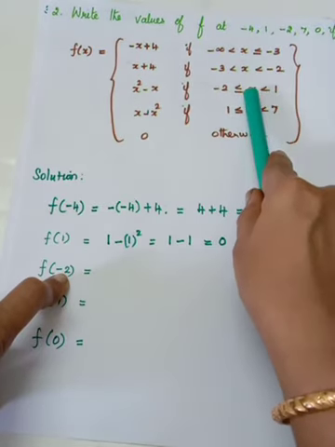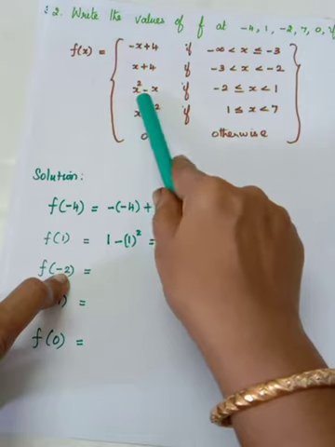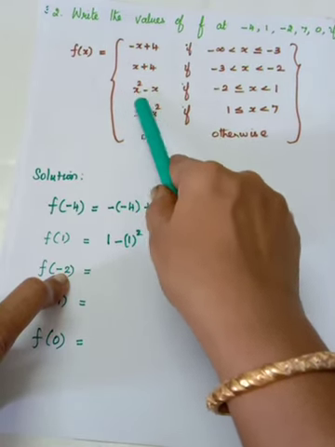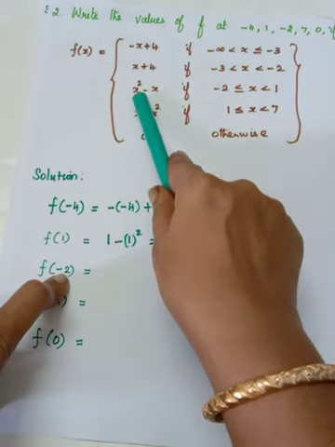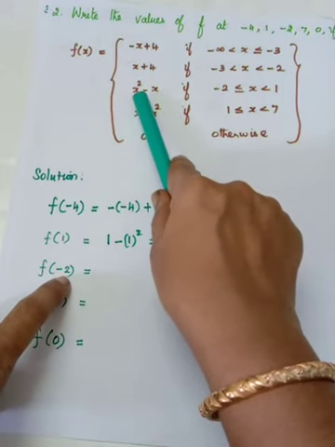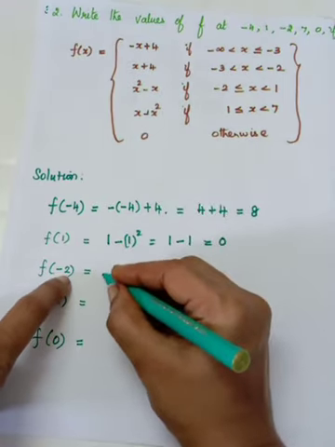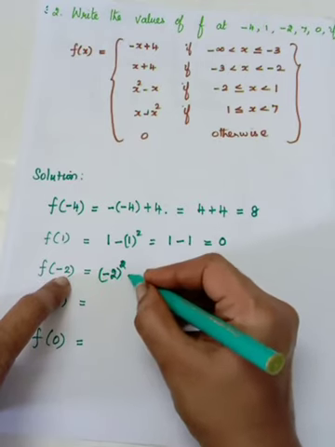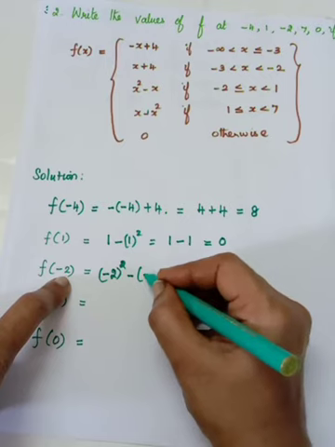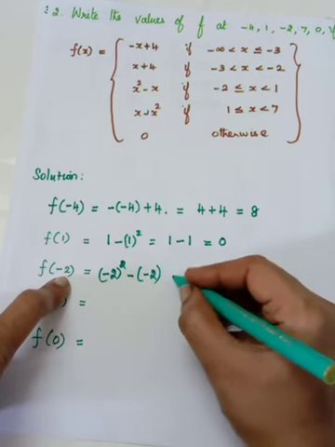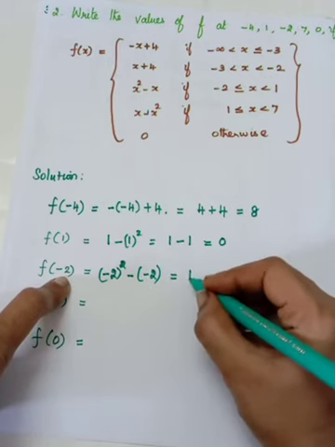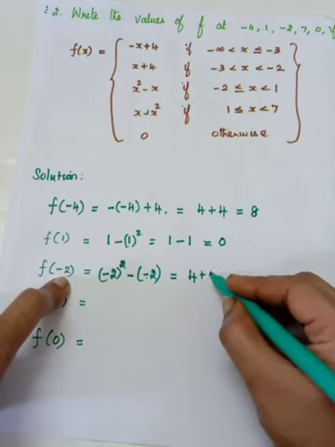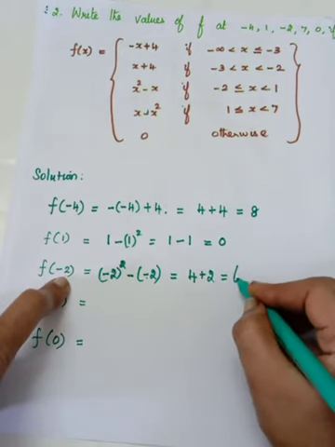For these x values, your f of x is what? x squared minus x. So you have to choose this x squared minus x. On that, your x is what? Minus 2. So how can you substitute? Minus 2 the whole squared, in between you have minus, and your x value is minus 2. So what is minus 2 the whole squared? It is 4. Minus into minus is plus, so plus 2. So that is equal to 6.